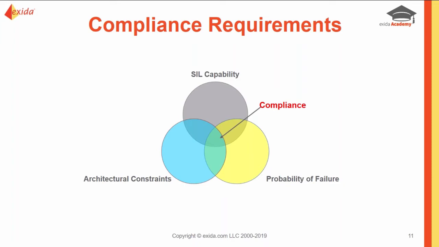The standard says to think of the SIL capability or the SIL rating as a journey, and you need to accomplish or get over each of these hurdles or barriers to finish that race and get your medal. So these barriers, the 3 things, are your architectural constraints, your SIL capability, and your probability of failure.